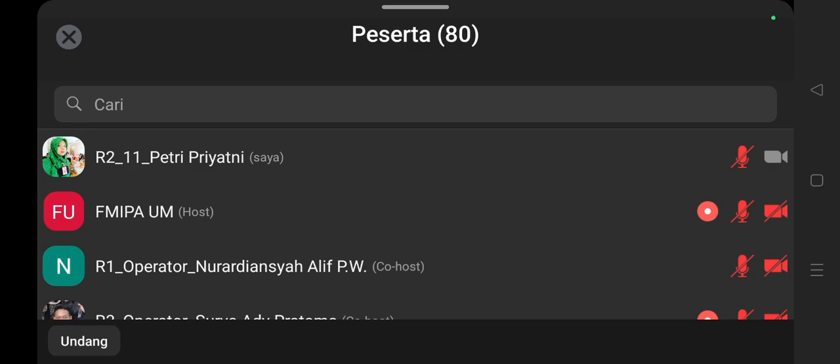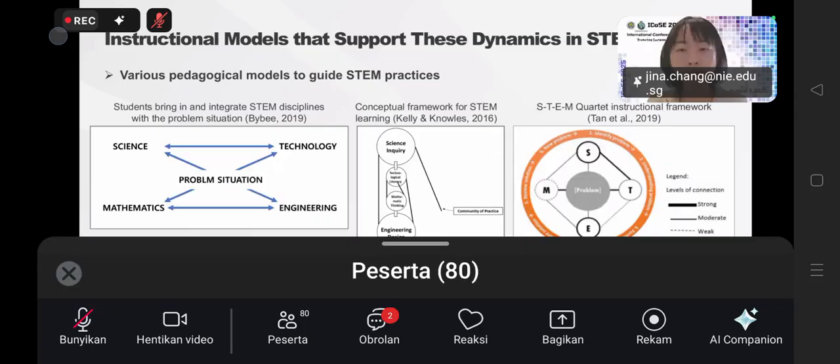And this model clarifies that STEM problem solving has several phases.